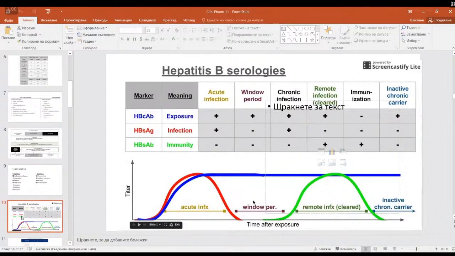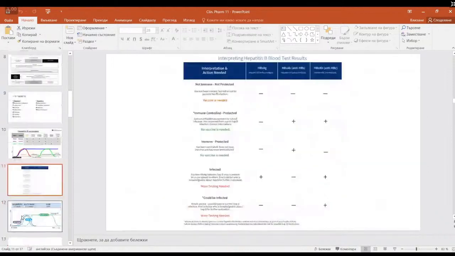So this is something that is useful if you are a gastroenterologist or an infectious disease specialist. This again is the same table with a different classification and different format of the table.